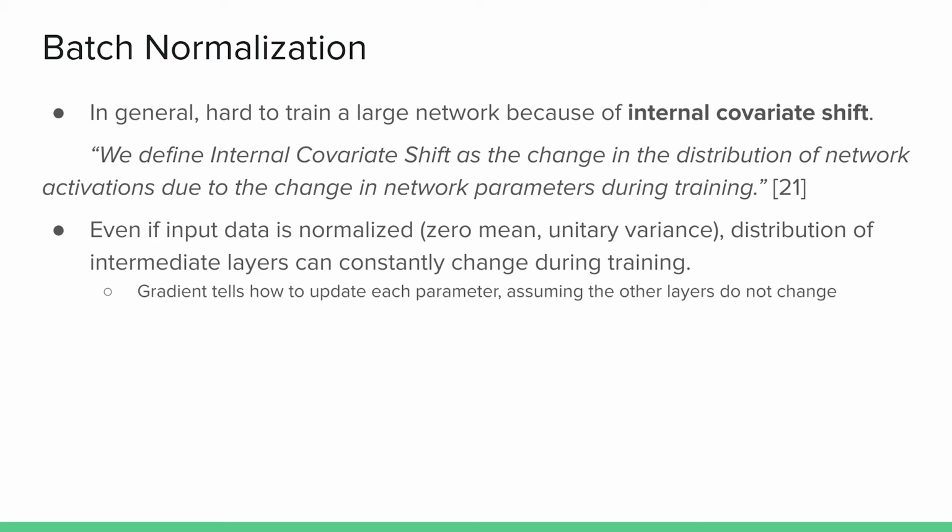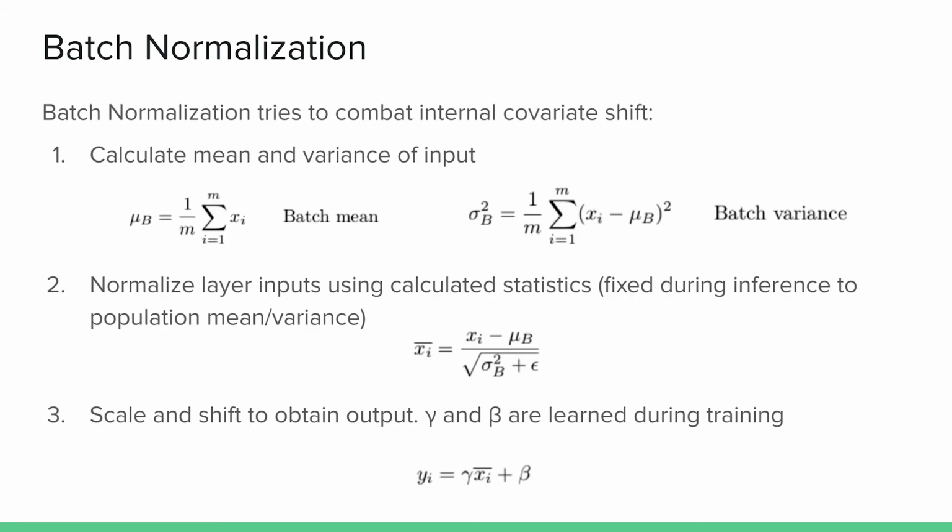Batch normalization initially came across this problem and thought, well, we can then normalize our layers. So let's try to combat this internal covariate shift by calculating the mean and the variance of the input, and then we normalize our layer inputs with some calculated statistics that we compute during training and fix during inference, and then scale and shift our data to obtain the output. And how we should scale and shift our data is learned during training. That's batch normalization.